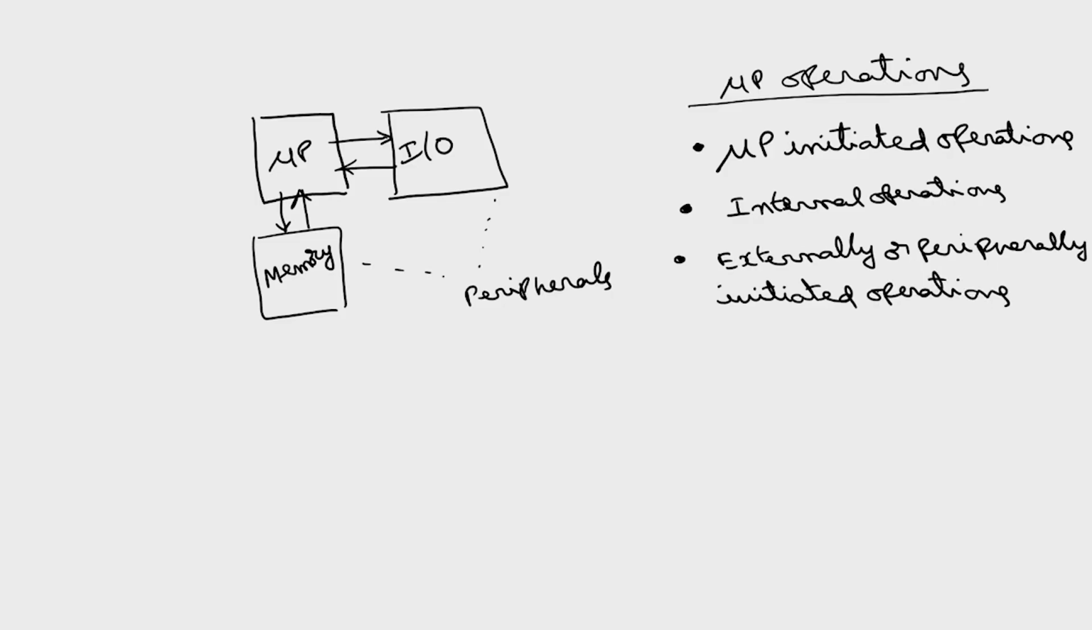Okay. So, these are the basic operations. You take any general microprocessor, these are the only 3 operations performed by microprocessors. There are some microprocessor initiated operations, there are some internal operations, and there are some operations initiated by the external devices or the peripherals, which are memory and I/O. So, coming to the first one, microprocessor initiated operations.